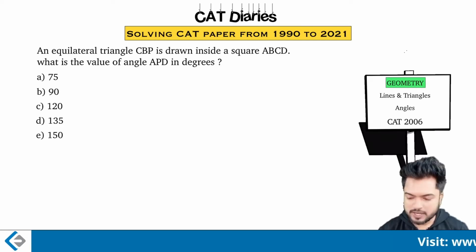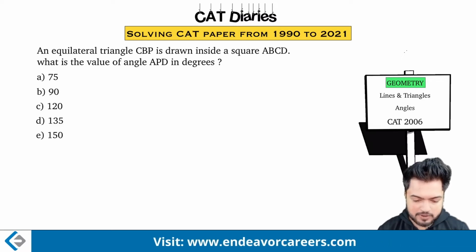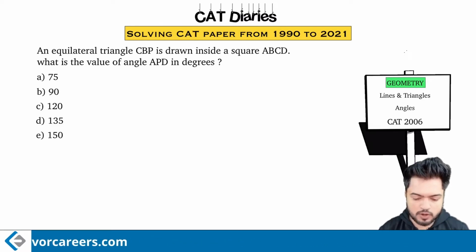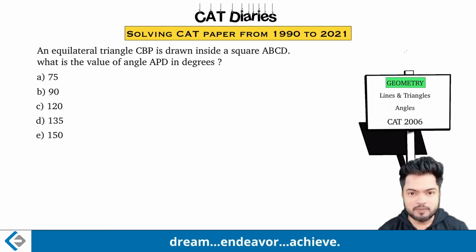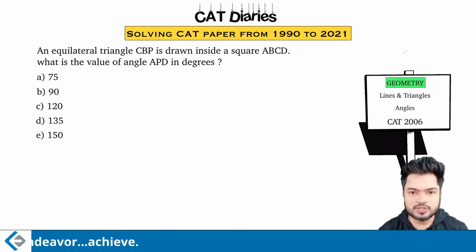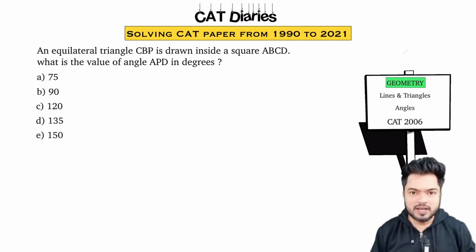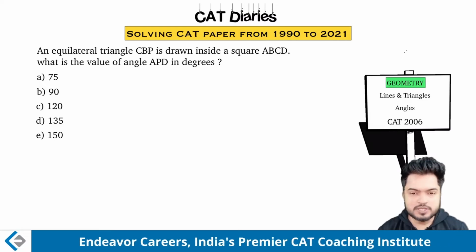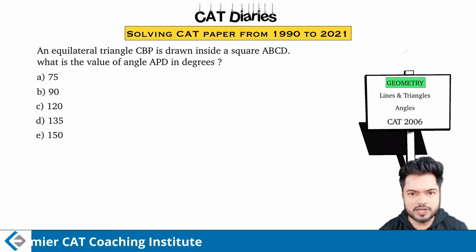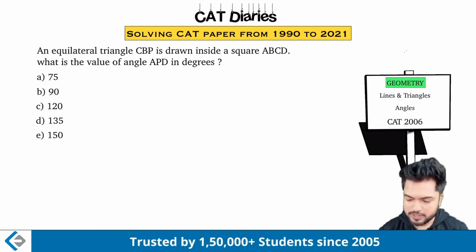So let's understand what is being given here. An equilateral triangle CBP is drawn inside a square ABCD. What is the value of angle APD in degrees? The most important thing here is to draw the right diagram. This is an easy problem. All of you should solve this in the exam. If you don't, the others will solve it, so your percentile will obviously go low. You will say I have to draw the diagram, but the diagram is very easy here. There is no scope to make a mistake if you read and understand what is given here. So let's make a diagram.